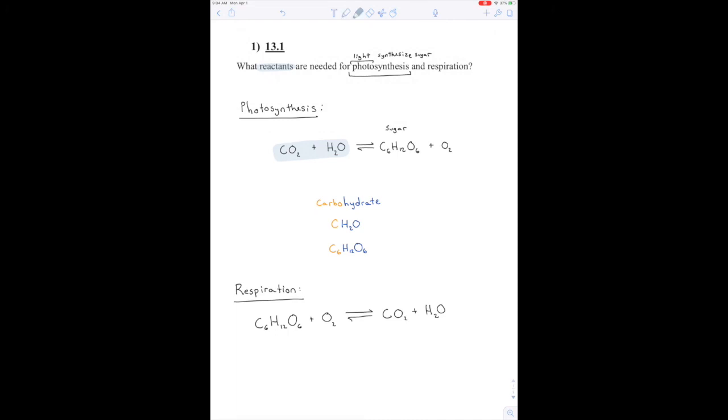And the reactants for this are what's on the left side of the arrow: glucose, C6H12O6, and then oxygen. So the reactants for photosynthesis, carbon dioxide and water; the reactants for respiration, glucose, C6H12O6, and oxygen.